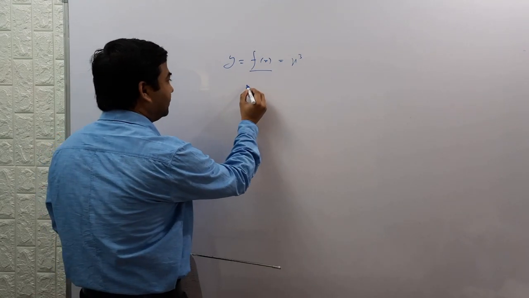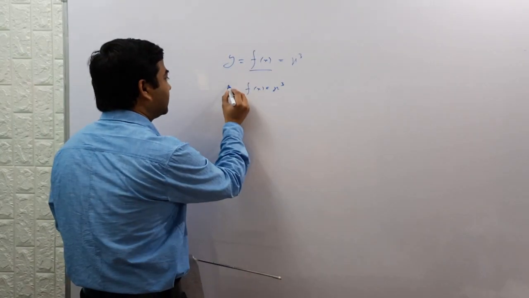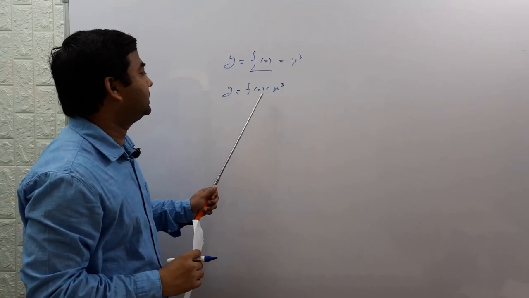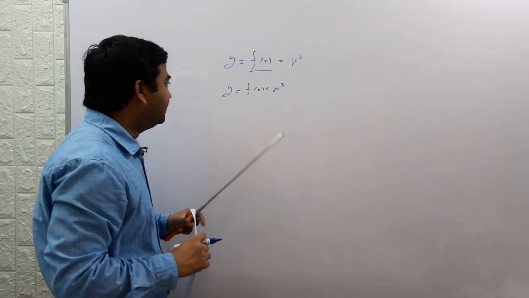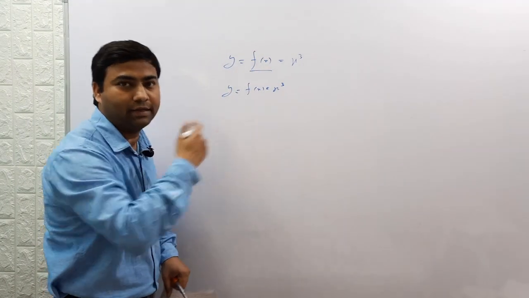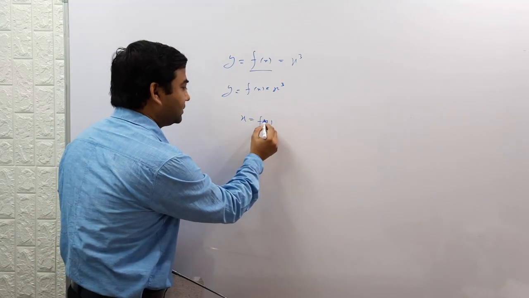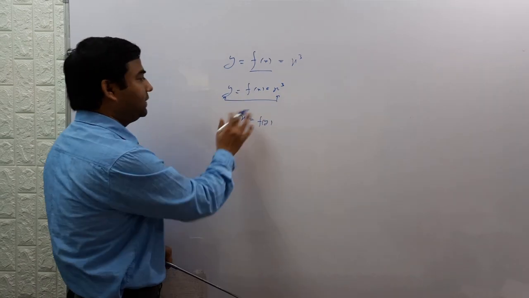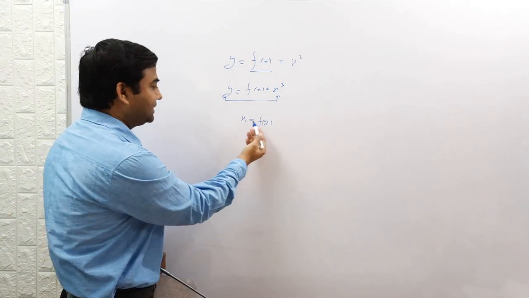For example, f(x) is equal to x cube. y is a dependent variable which is defined with this function, which is equal to x cube. That is a very simple function. So to find the inverse function, we will find x in terms of y. Find x as a function of y from the original function. In the original given function we have y in terms of x, so just find x in terms of y.